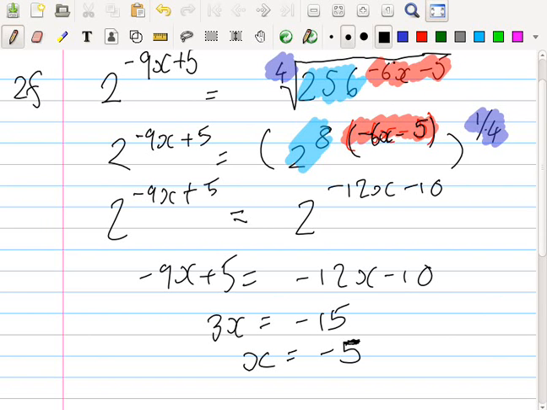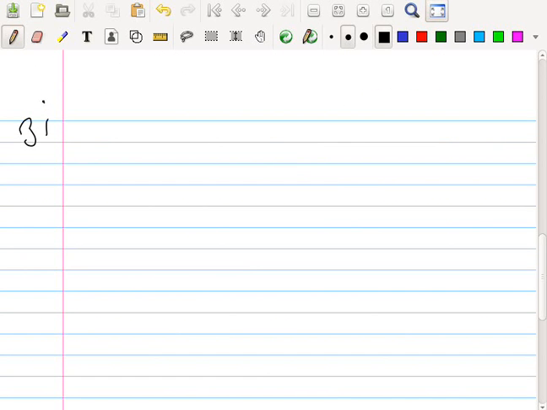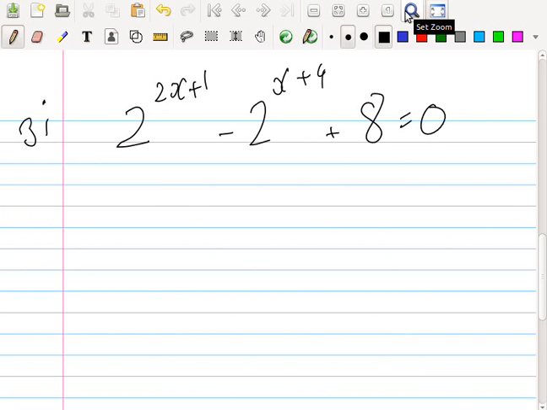2d. Oh yeah, I said to delete 2d because you can see at the back there's no answer. Alright. Now I'm going to do 3i. Two x plus 1 minus 2x plus 4 plus 8 equals 0. Okay.